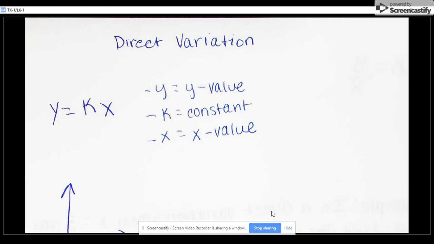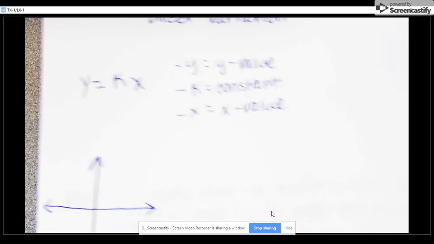So the goal of direct variation is to see how the x and the y influence each other. What you're going to do is with this equation, find any value for x or y given the constant and another variable. So let's look at this on a graph.